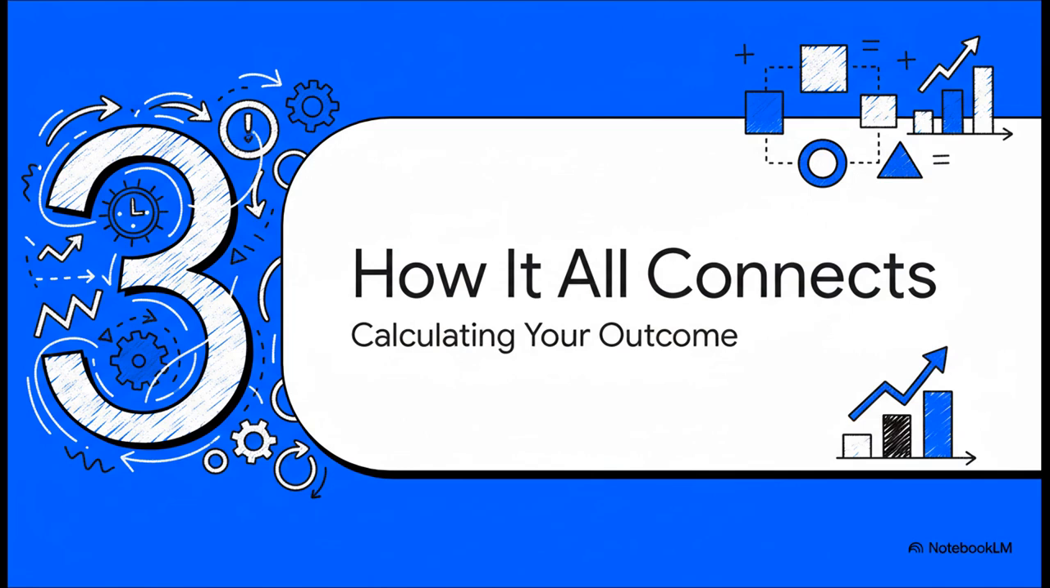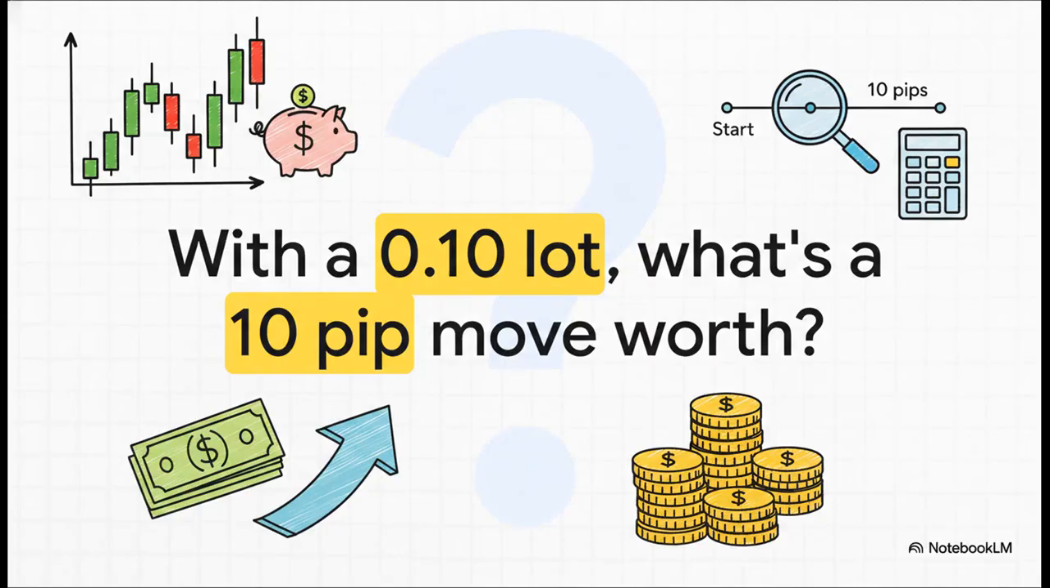All right, now for the main event. We've met the pip, which measures the movement, and we've met the lot, which sets the value of that movement. So let's put them together and see the super simple formula that calculates the outcome of any trade you make. Okay, here's a little pop quiz for you. Let's say you're trading with a 0.10 lot size, a mini lot, and the price moves 10 pips in your favor. How much is your gain? Think back to that table we just looked at. I'll give you a second.